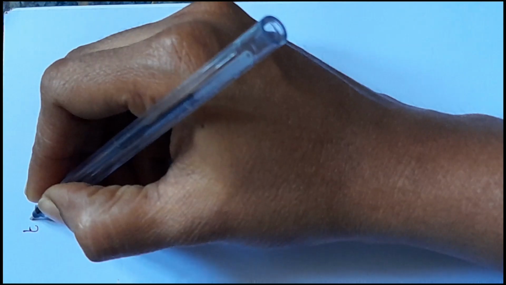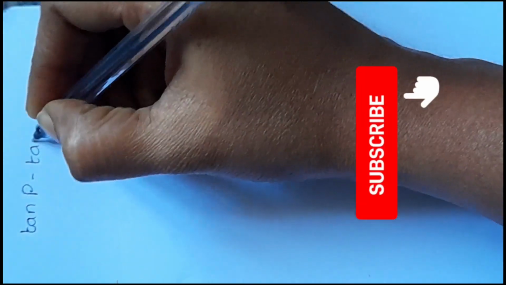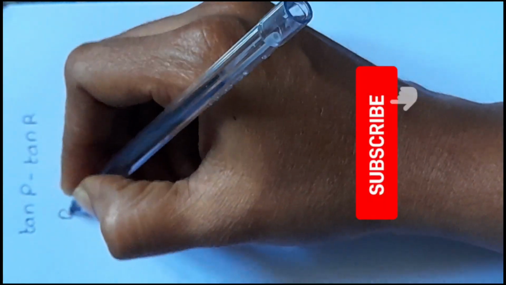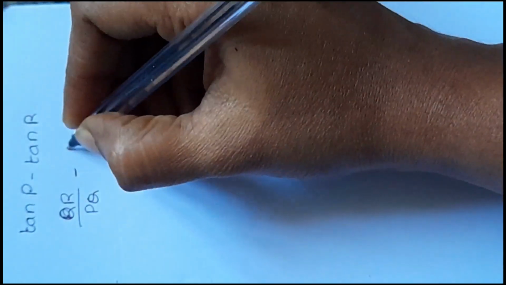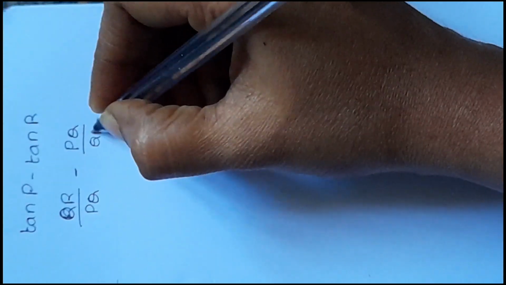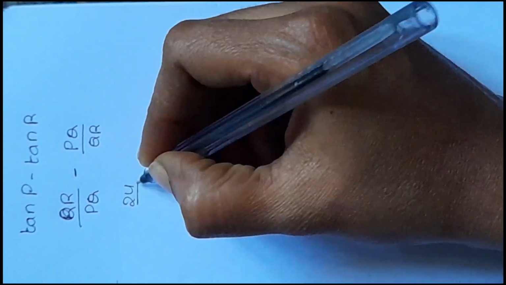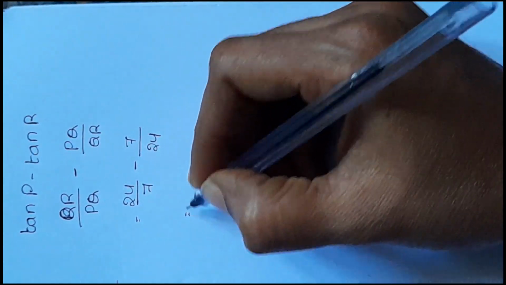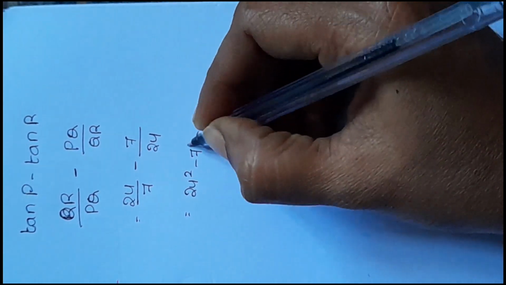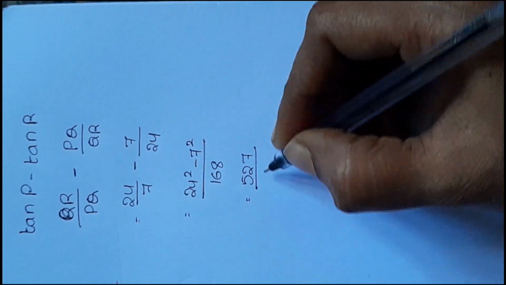Now we should find tan P minus tan R. Tan P is QR by PQ minus PQ by QR. QR value 24 by PQ value is 7 minus 7 by 24, which is equal to 24 square minus 7 square by 168. We get this as 527 by 168 is the answer.